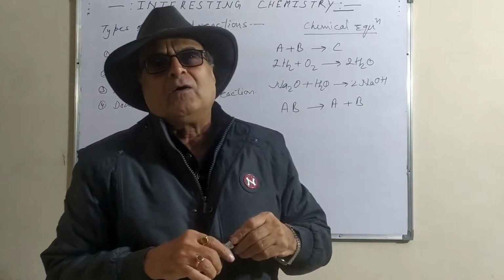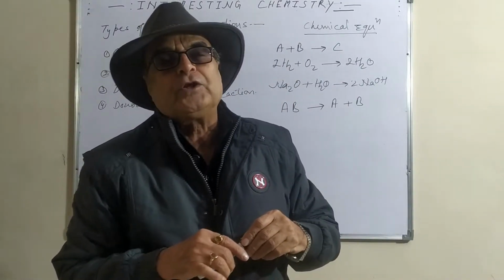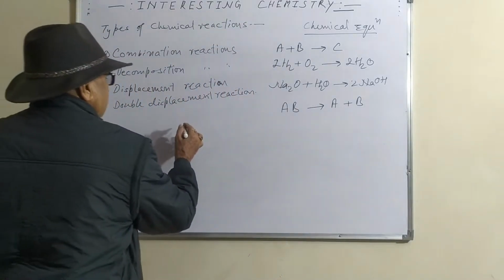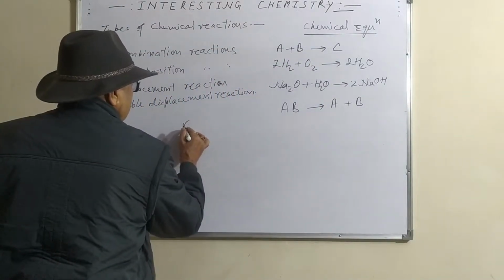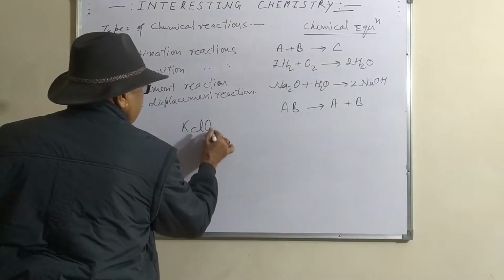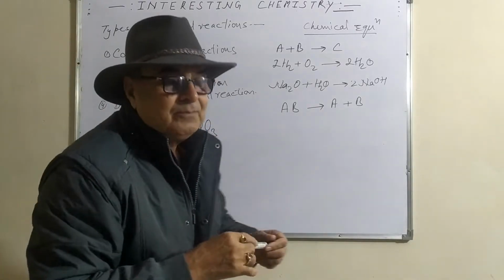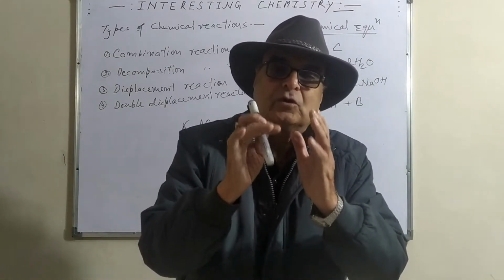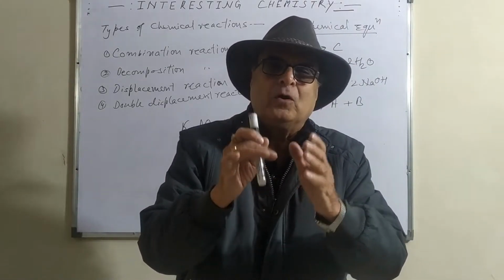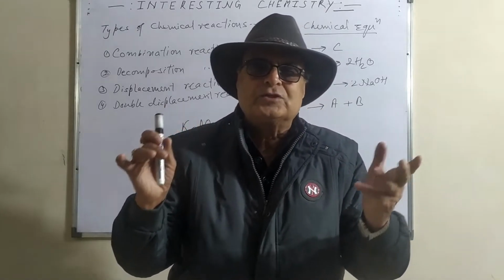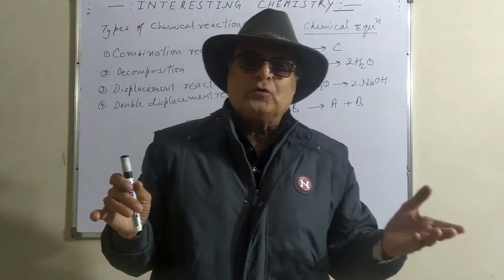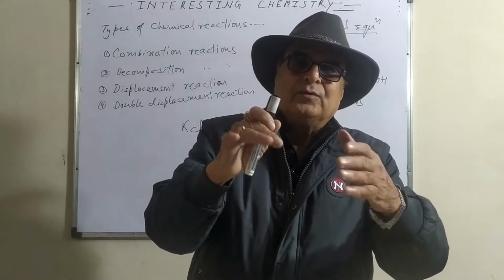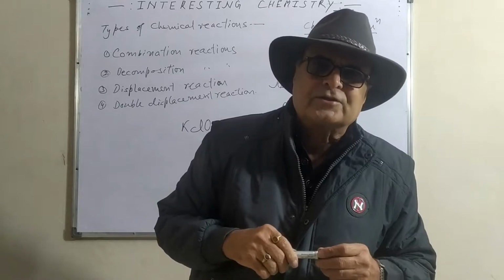Take the example of heating potassium chlorate. One thing I am telling you here: when potassium chlorate is heated at 250 or 260 degrees centigrade, potassium chloride and oxygen are formed as products.